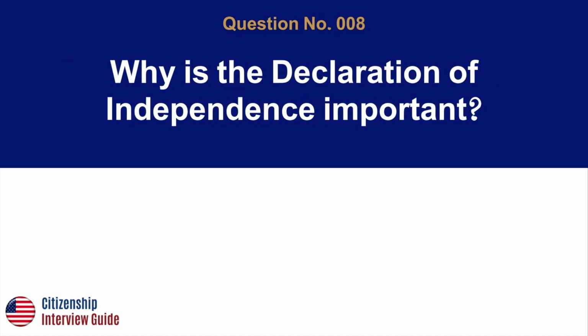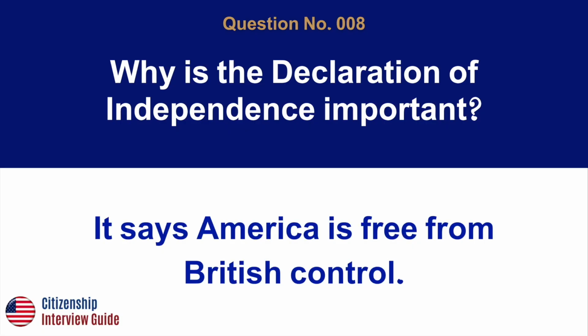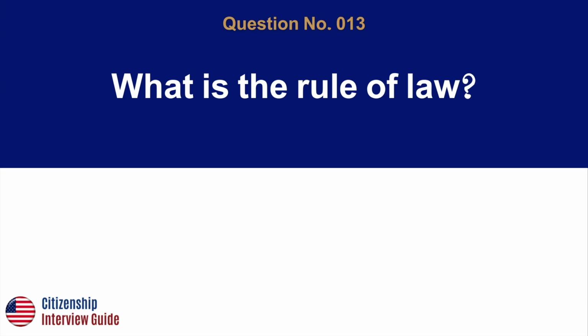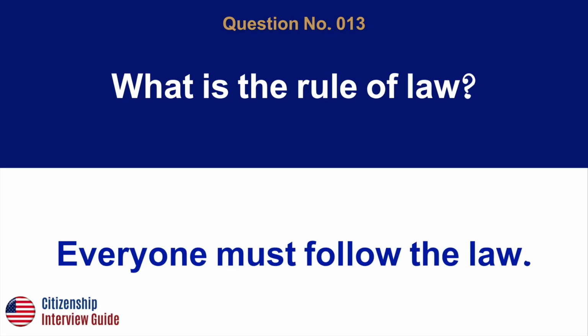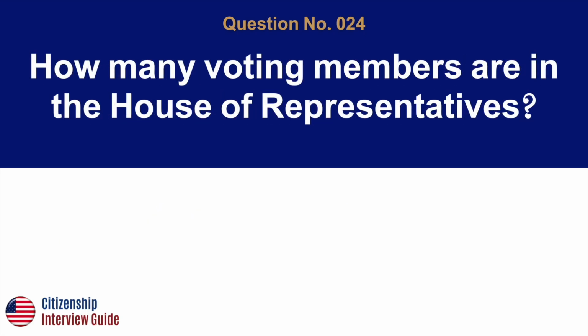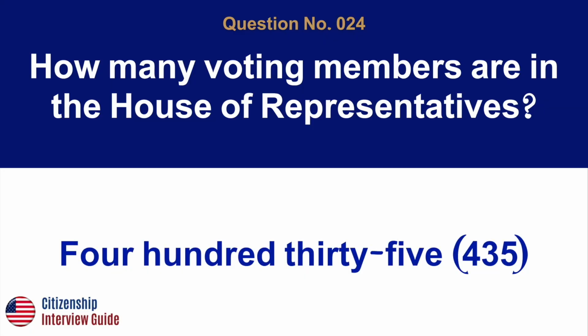Why is the Declaration of Independence important? It says, America is free from British control. What is the rule of law? Everyone must follow the law. How many voting members are in the House of Representatives? 435.